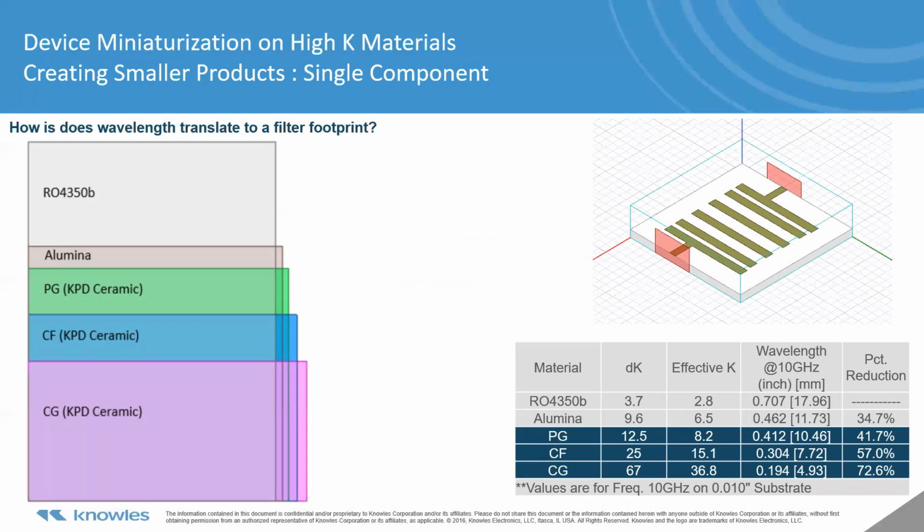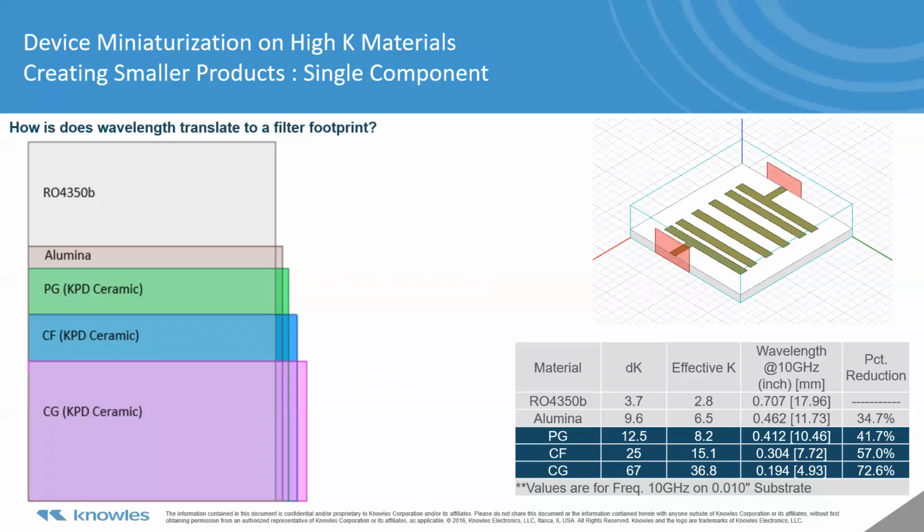Here's an example where we compare the differences in sizes of a 6-order half-wave resonator filter centered at 10 gigahertz. Several materials were chosen. The first is a common PCB material, Rogers 4350B. The next is a common ceramic, alumina. And the last three are Knowles proprietary ceramics, each with a different dielectric constant.